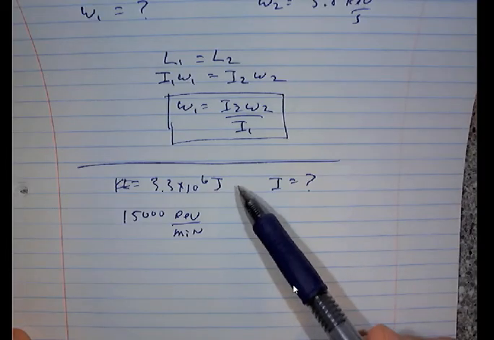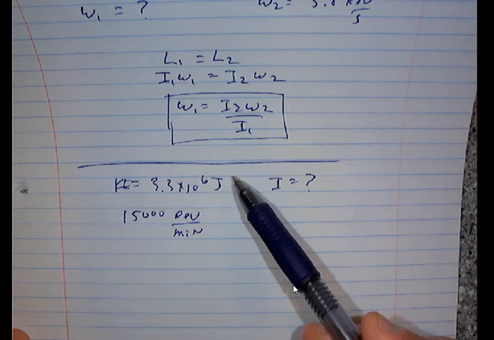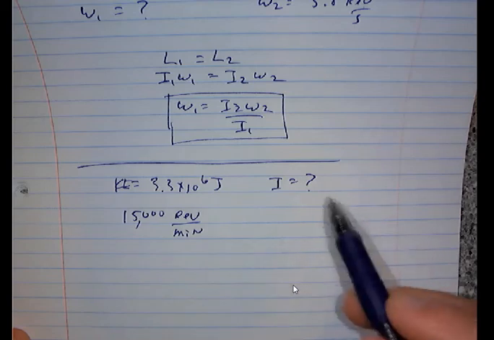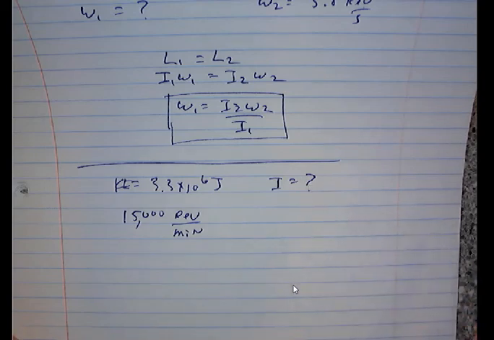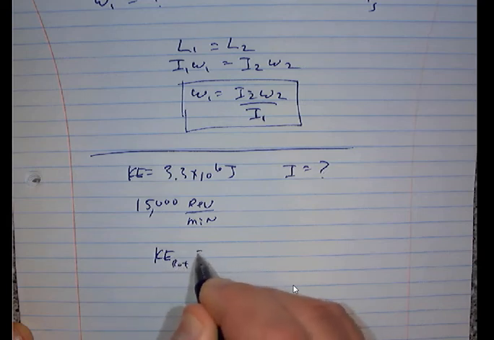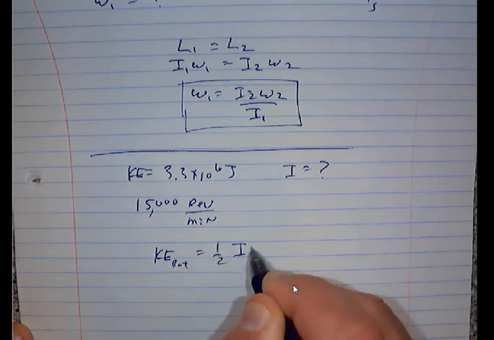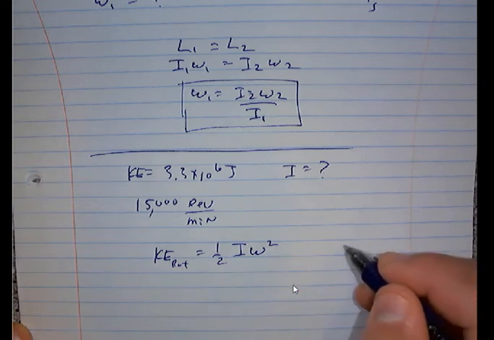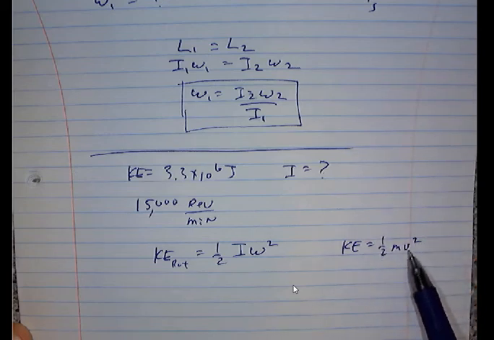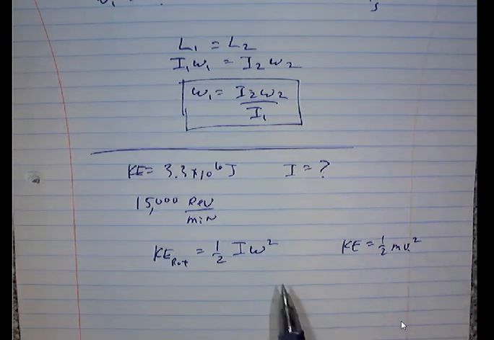Okay, so the energy we have here is rotational kinetic energy, and we have 15,000 revolutions per minute. We want to know the rotational inertia. So rotational kinetic energy, this is from Chapter 10, is equal to 1/2 I omega squared. Just to refresh your memory, regular kinetic energy we had before was 1/2 mv squared. We don't need this formula for this question, but I just wanted to show you the parallels between these formulas.